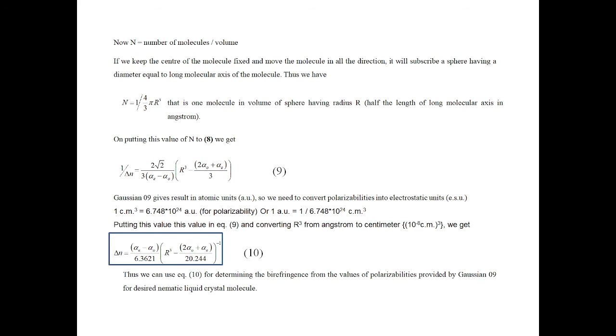Gaussian 09 gives results in atomic units, so we need to convert the polarizability into electrostatic units: 1 centimeter cubed equals 6.748 into 10 to the power 24 AU for polarizability, and 1 AU is equal to 1 by 6.748 into 10 to the power 24. Putting this value, we have the change in refractive index, and thus we can use equation 10 to determine the birefringence from the values of polarizability provided by Gaussian for the desired method.